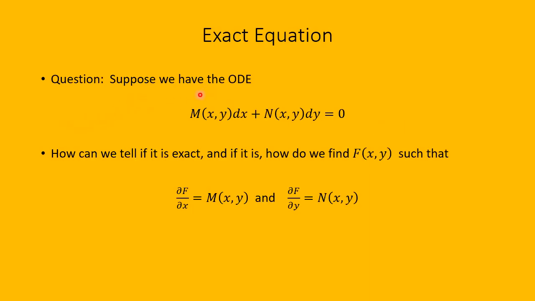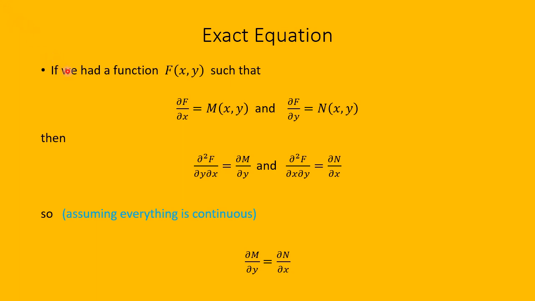So let's suppose we have this ordinary differential equation. How can we tell if it's exact? And if it is, how do we find capital F of x,y such that the partial of f with respect to x equals M and the partial derivative of f with respect to y equals N?